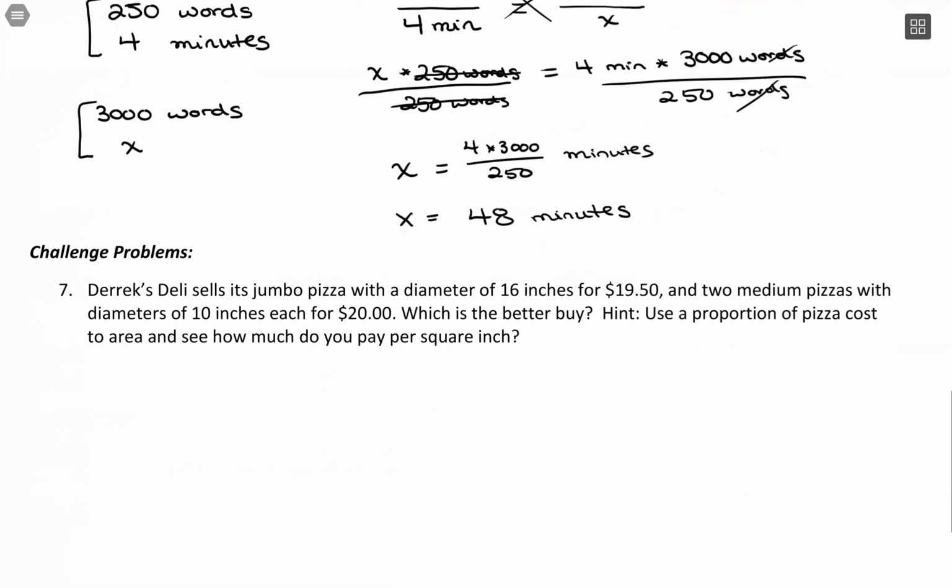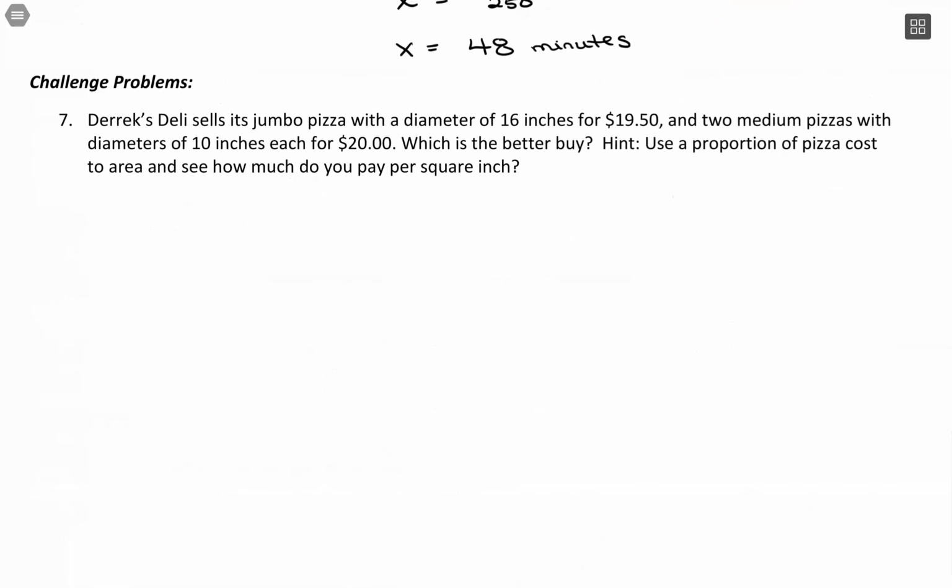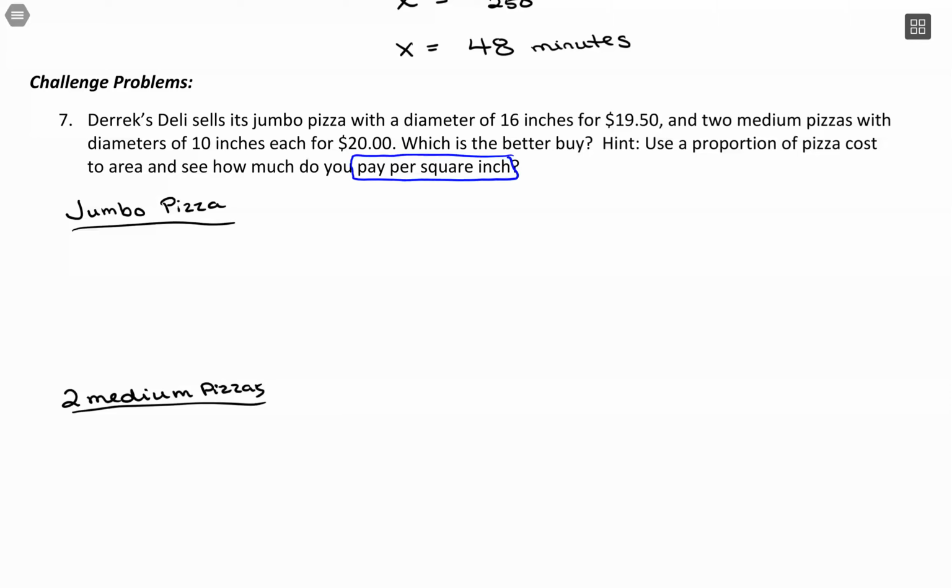All right, this problem here is kind of a challenge problem, but it ties us all together and also brings in some of our geometry questions. So we have these two scenarios. We have the jumbo pizza versus 2 medium pizzas. What we want to do is compare which is a better price, which is a better deal. And with that, what we want to get is this: how much are we paying per square inch in terms of dollars per square inch.